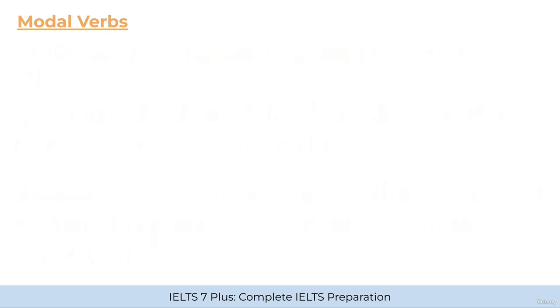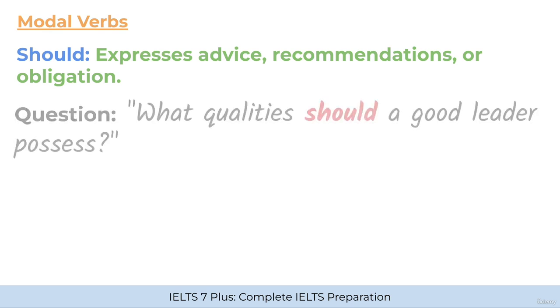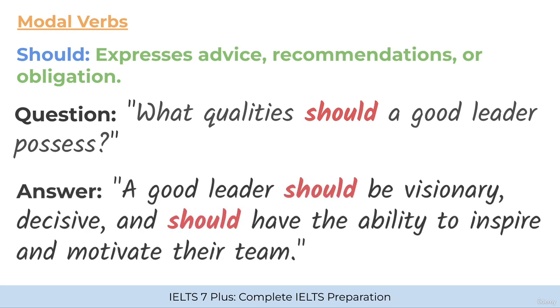Okay, there we go. What's next? We can have should as well. That's another modal verb. This is expressing advice, recommendations, or obligation as well. So something you should do. What qualities should a good leader possess? A good leader should be visionary, decisive, and should have the ability to inspire and motivate their team.